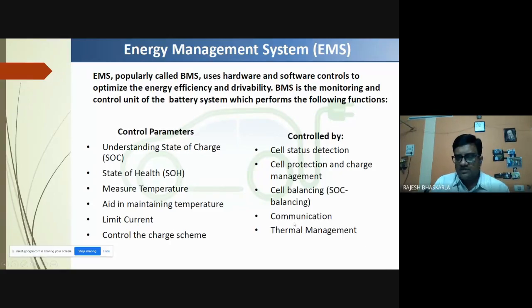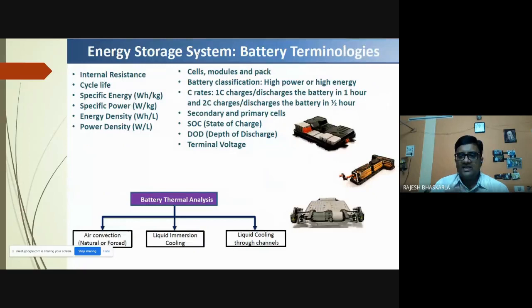Similarly, thermal management. So all these things are monitored and controlled in electric vehicles by a system called the energy management system. So this also we are going to understand in the second unit. In the second unit we are also going to understand the energy storages, so different types of batteries.